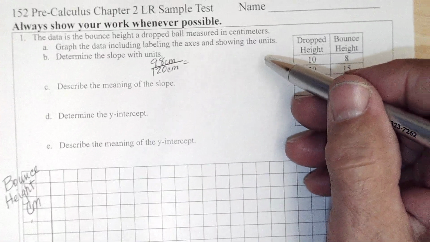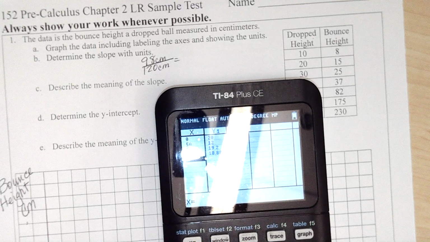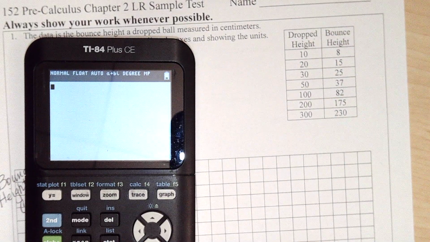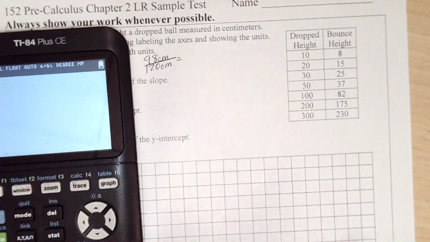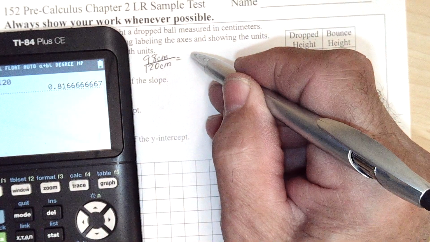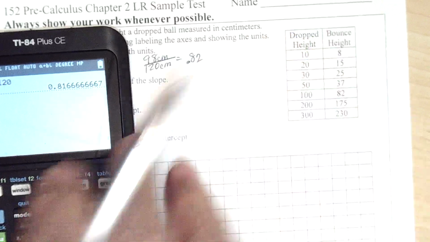Centimeters cancel. So I get a slope that's 98 over 120, or you could divide that. 98 divided by 120, and I get basically 0.82.